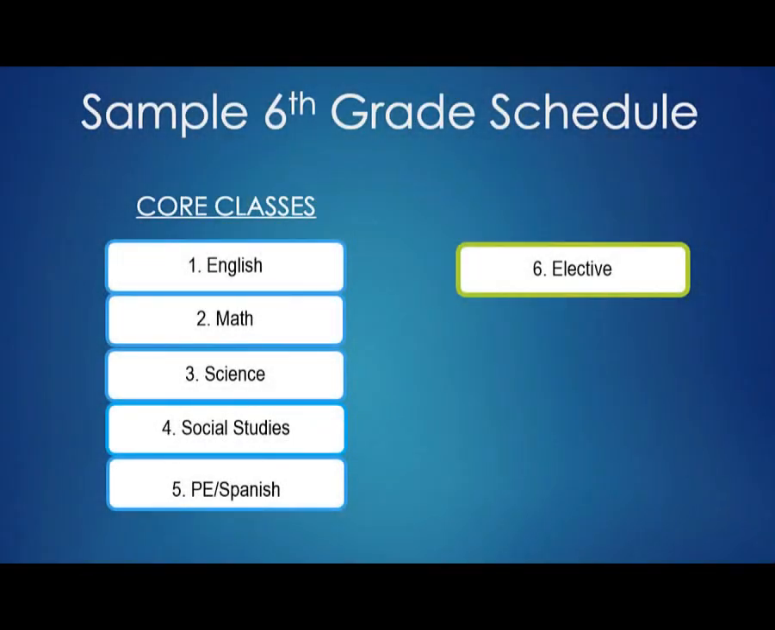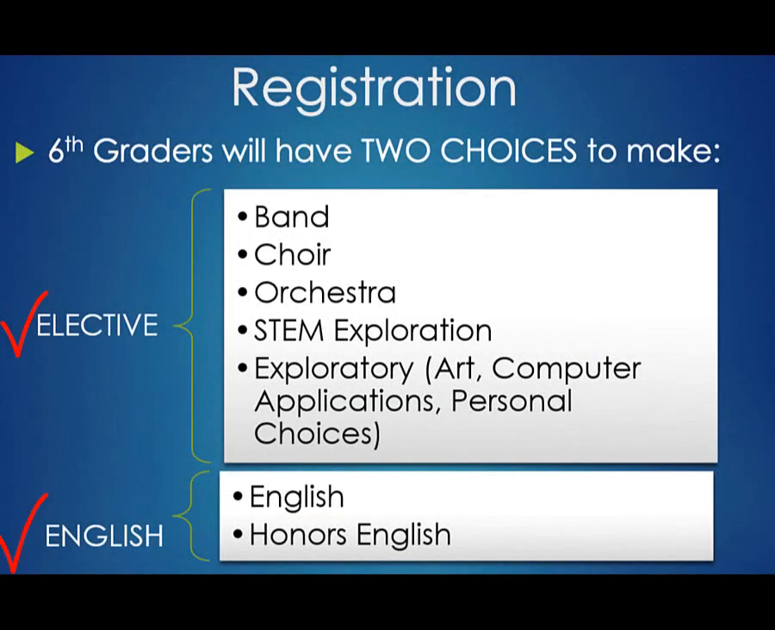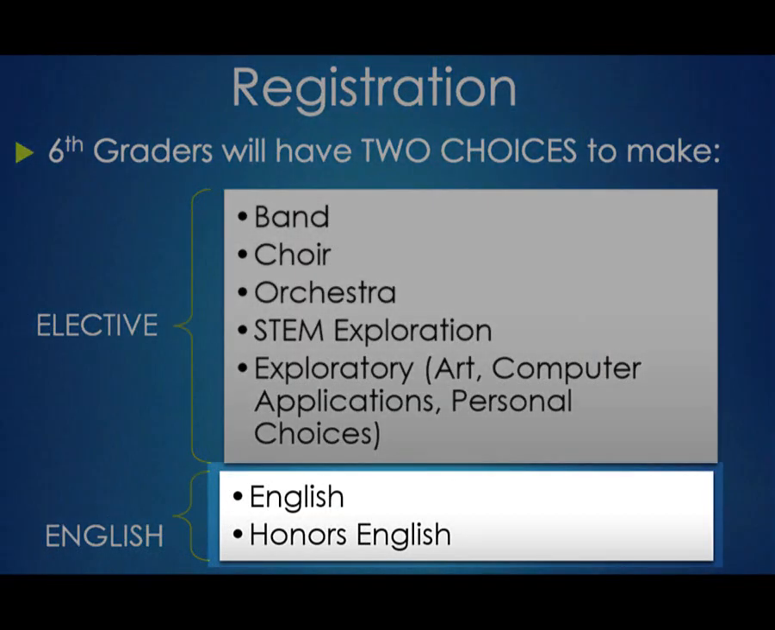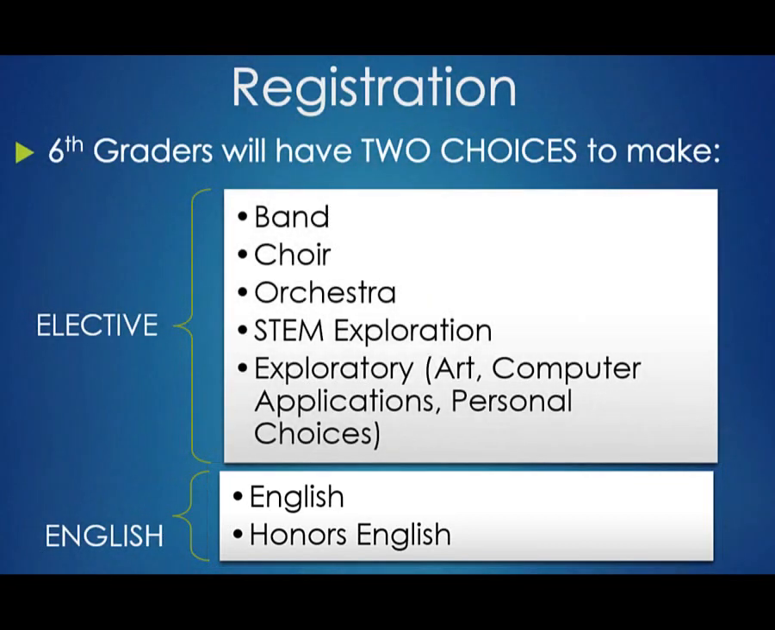One big change in middle school is that you will have 6 classes each day. Of those 6 classes, 4 of them are automatically picked for you. These include math, science, social studies, and your PE Spanish rotation. This means you will be selecting 2 classes for next year, your elective class and your English class. Your options for English will be English and Honors English. Honors Math placement is determined by the district and will not be decided until August.